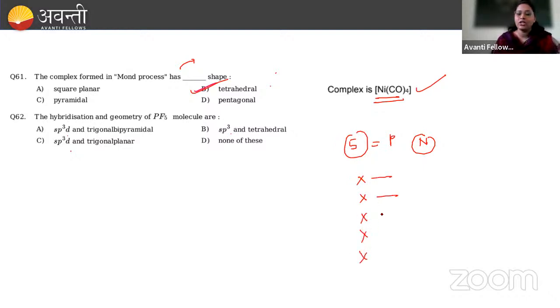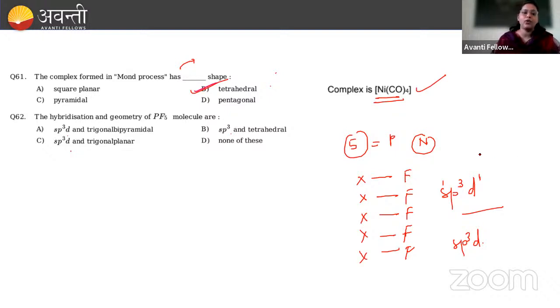Then each electron gets bonded with a fluorine atom. So how many bonding pairs are present here? 5 bonding pairs are present here. So that's why the hybridization will be sp3d, because 3 and 1 is 4, and 1 is 5. Okay, this will be the hybridization. When sp3d is the hybridization, you know the shape of the given molecule is trigonal bipyramidal. So that's why option A is the correct answer. Okay, everyone, any doubts?